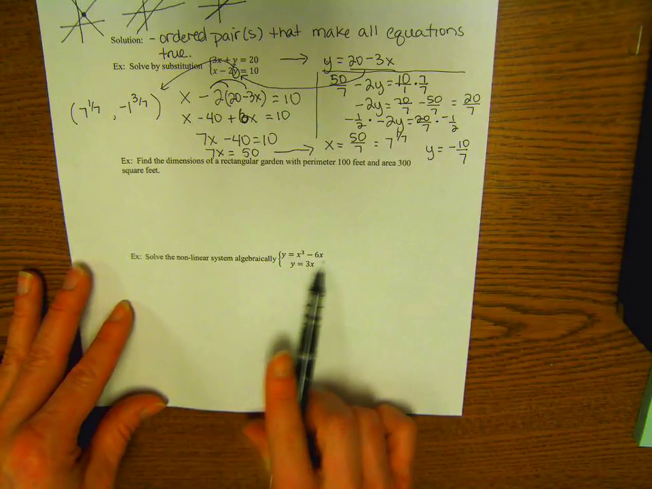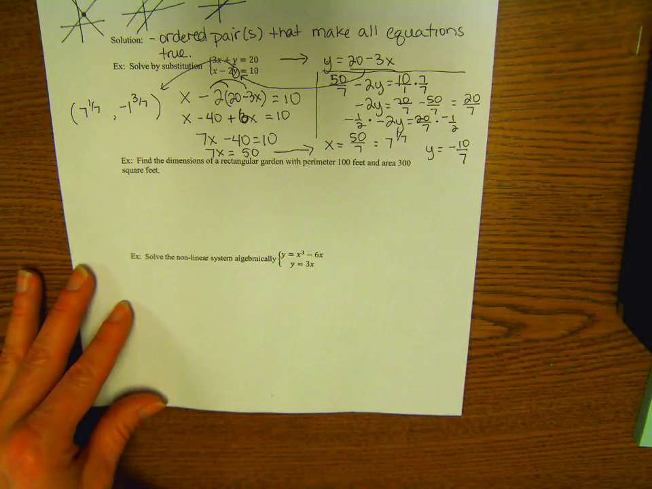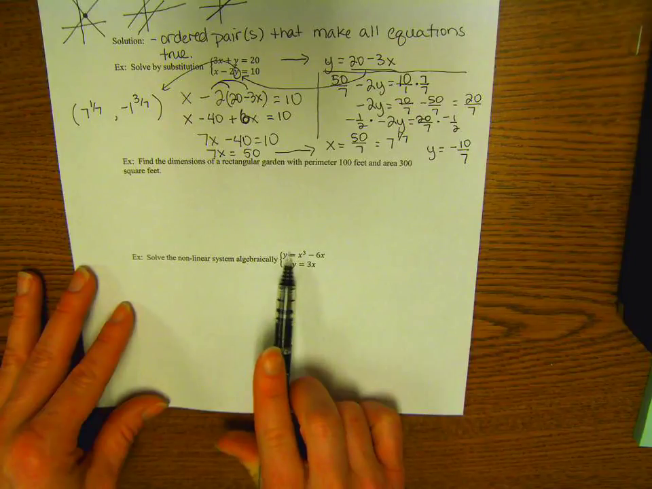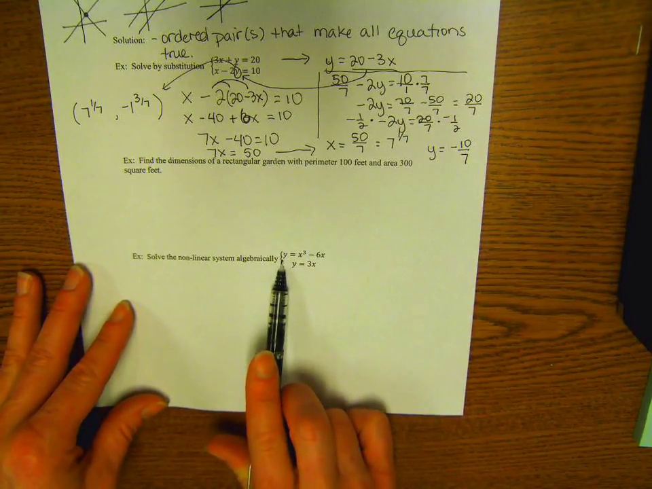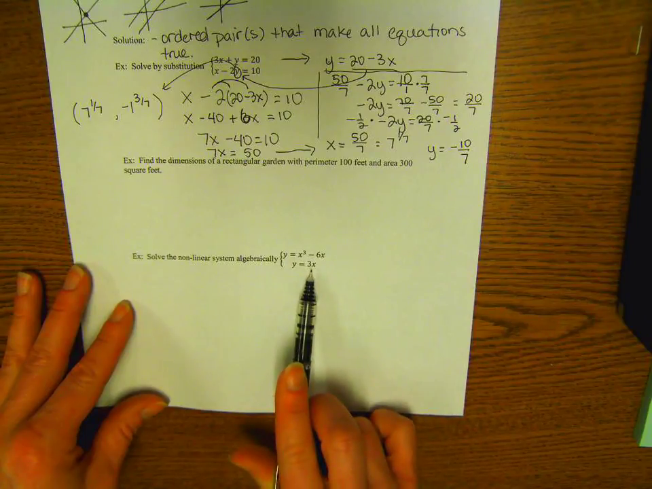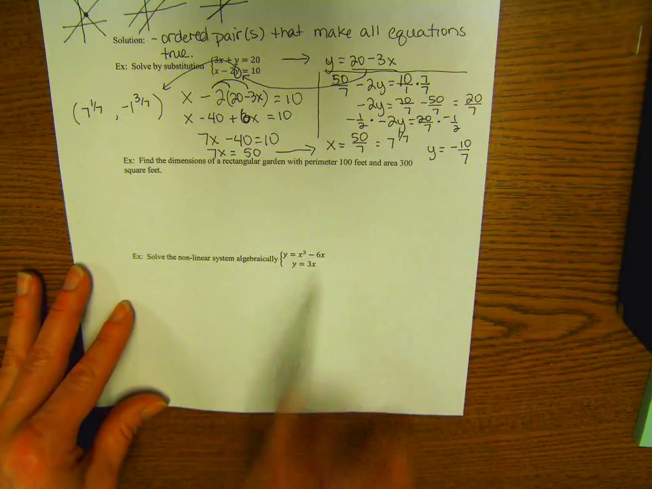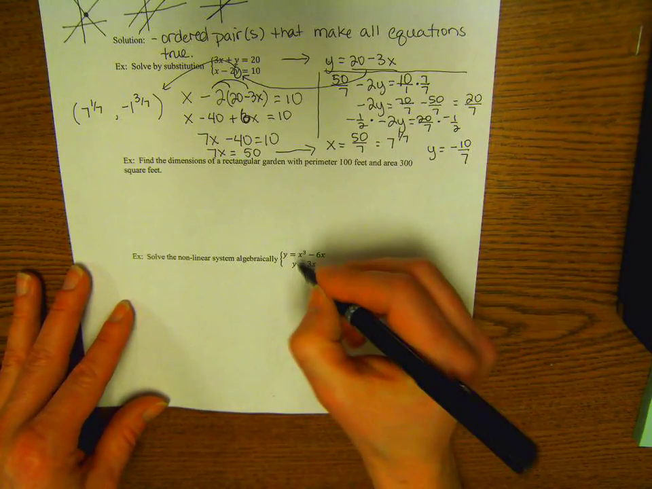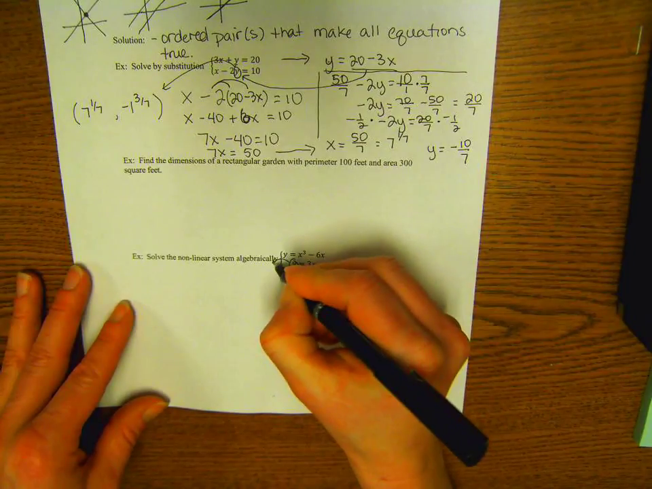So I'm going to take out one of the y's, it doesn't matter which, and replace it with either 3x or x cubed minus 6x. If I took out the y down here, what would I put in its spot? X cubed minus 6x.